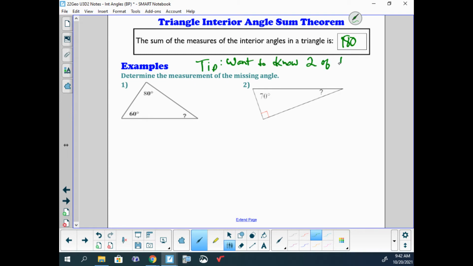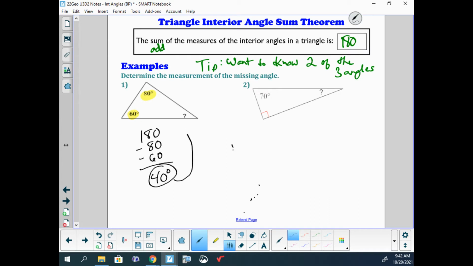two of the three angles. So if you're going to use this idea that all of the angles add to 180 degrees for the inside parts of a triangle, your tip is you always want to know two of the three angles. So if I look at number 1 here, I know an angle of 60 and I know an angle of 80. That is two of the three. So to find the question mark, the third angle, all I have to do is take 180 minus 80 minus 60, and that gets me my answer of 40 degrees. So this question mark is 40 degrees.